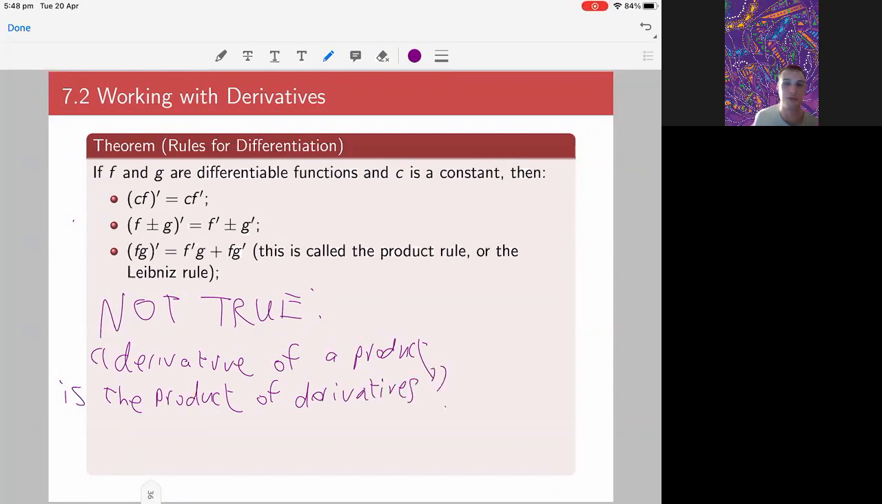So this is not true. If this is in your head, you need to get it out of your head right now, because it will lead to heartache and misery if you try to use this rule in assignments or exams.